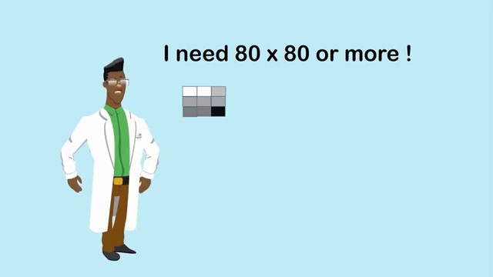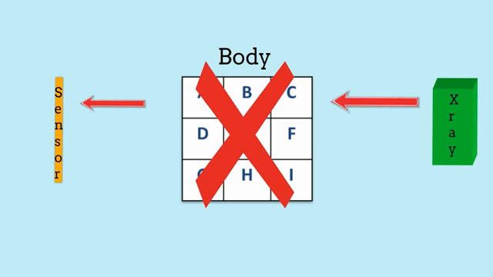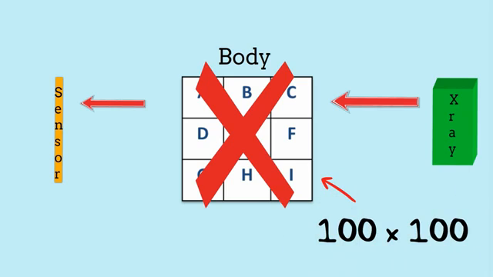So we go back down to the corridor and we think how we're going to solve this. So we now divide the body up into, say, 100 squares by 100 squares, and we start shining through the X-rays.